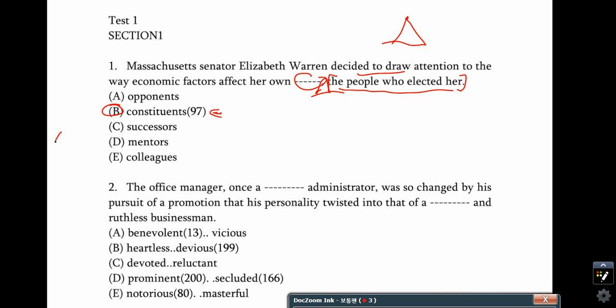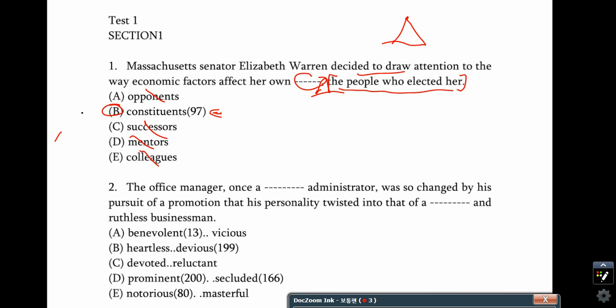And so in this case, in number one, the correct answer is constituents. But so opponents wouldn't elect people, successors don't elect people, mentors teach people, and colleagues work with you. So the only possible answer would be constituents. Okay, so let's begin. Let's move on to number two.